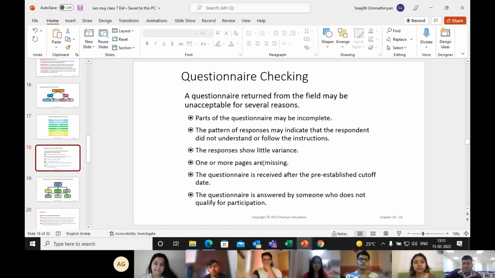So again, 1 or 2 pages missing. You have a lengthy questionnaire, 6 or 7 pages, with 1 or 2 things missing. Or the questionnaire is received after the cutoff date of analysis, or it is answered by someone who does not qualify for participation.